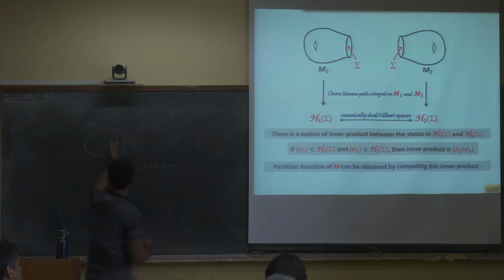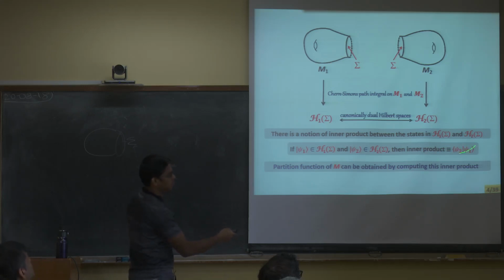So each boundary sigma will get an associated Hilbert space, and if you do the Chern-Simons path integral, it will give a state in this Hilbert space. We don't know what the state is, but it will give some state psi1 here, and here we'll get another state psi2. Now since these two Hilbert spaces are canonical duals, there is a notion of inner product between these two states. So we can compute the inner product. And in fact, this inner product will give the partition function of the original manifold.